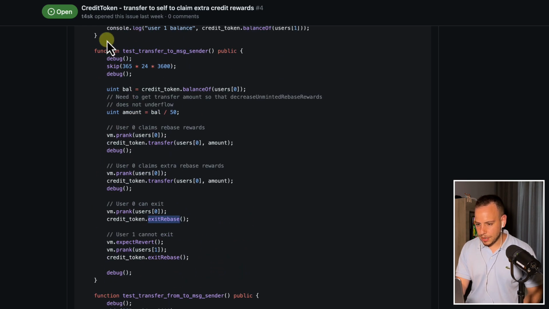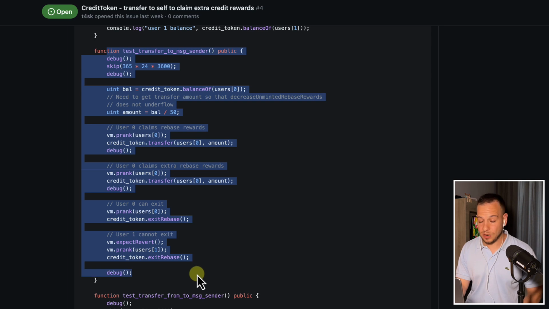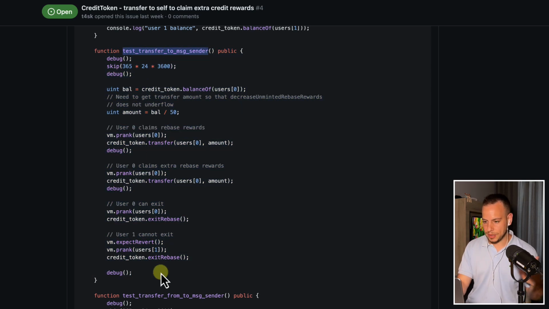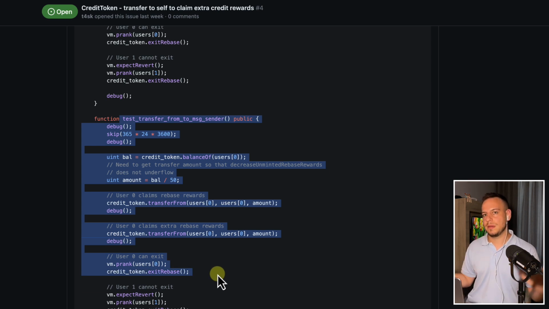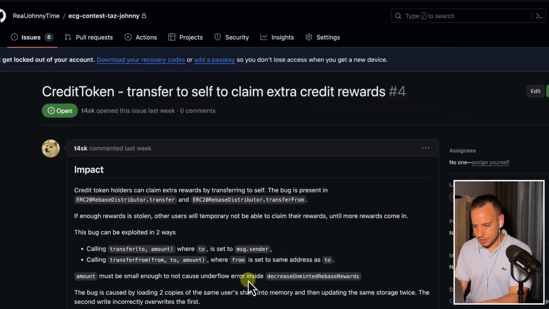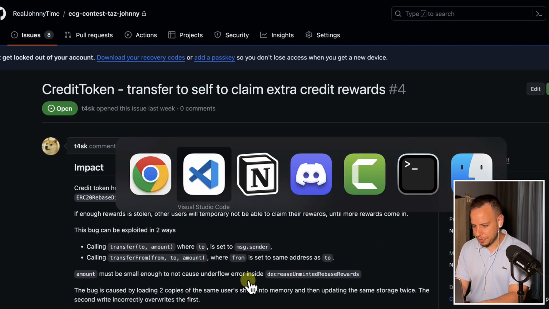And we have one: this is the transfer function. So we try to transfer to message sender, to ourselves, and this is the transferFrom function, where the from and to parameters are the same, and that's how it works. And this was the bug. Anyone else was able to find this bug?